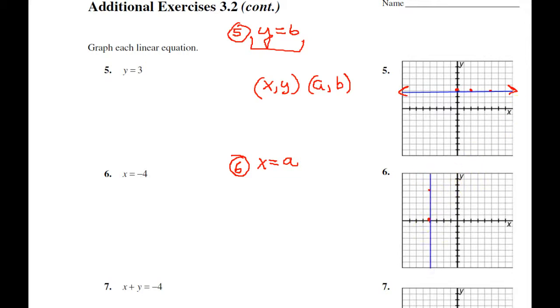And there is your graph. Now, while we're here, I might mention other things we've talked about. We said m is slope. Now, the slope of any horizontal line is 0. And the slope of any vertical line, we say, is undefined.